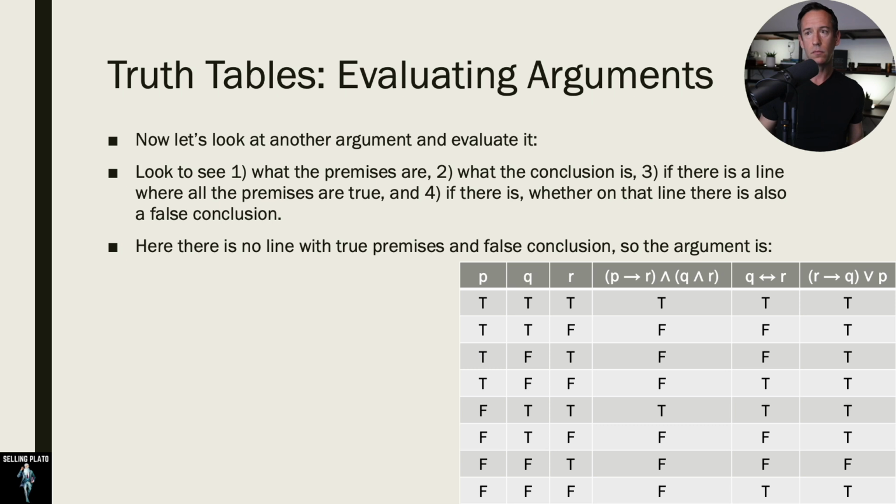Okay. So here, right, I could take the time to do that, but I know you can do that on your own if you want to pause it and sort of look at it and evaluate. Here, there's no line with true premises and a false conclusion. So the argument is, you know this by now, valid by definition.